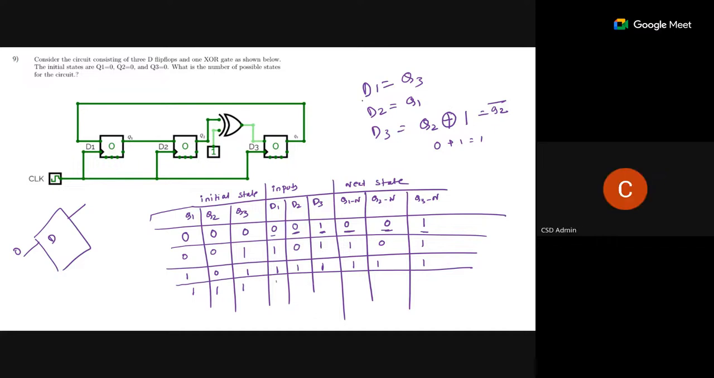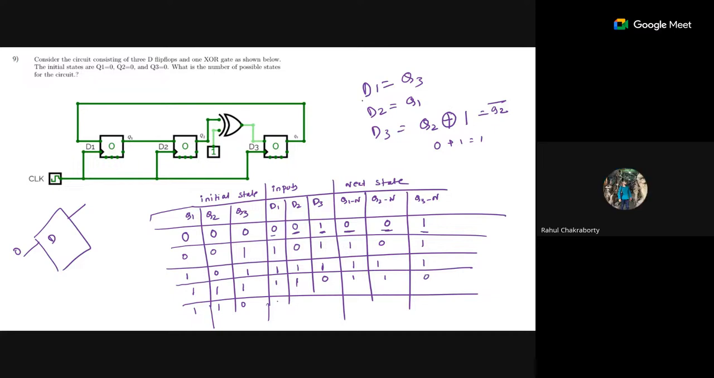D1 is 1. D2 is 1. D3 is 0, so 1 1 0. Take it to the next line. 1 1 0 again.